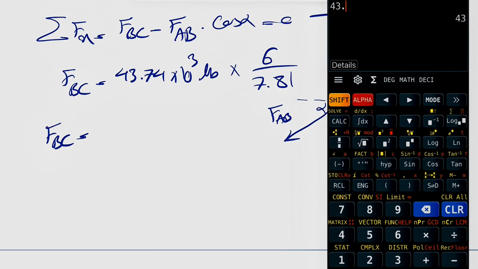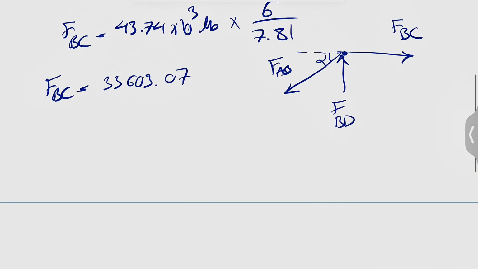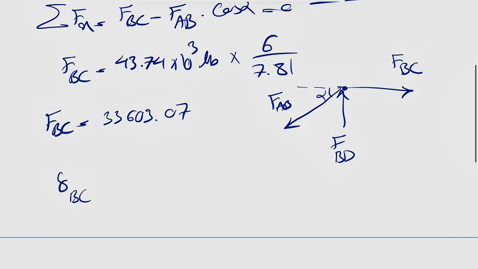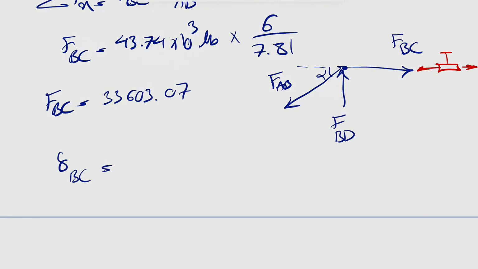So 43.74 times 1000 times 6 divided by 7.81 gives 3,603.7, and we're going to have the same formula for the elongation of FBC. The member BC in here would be in tension. So we're going to have another positive elongation for this one too. So no need to put a negative sign.